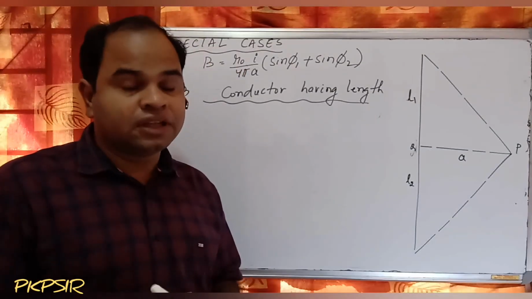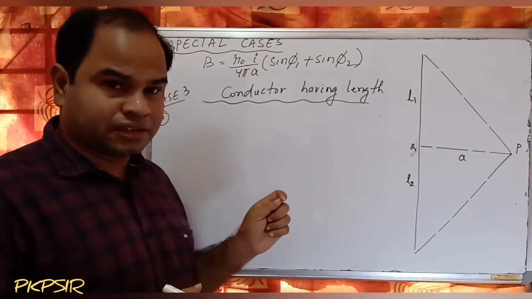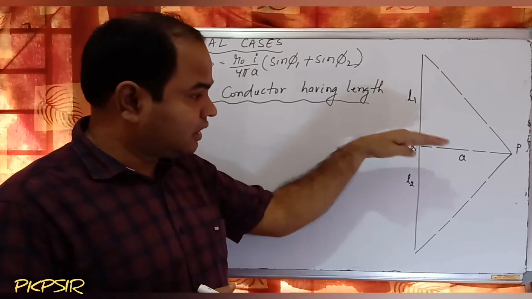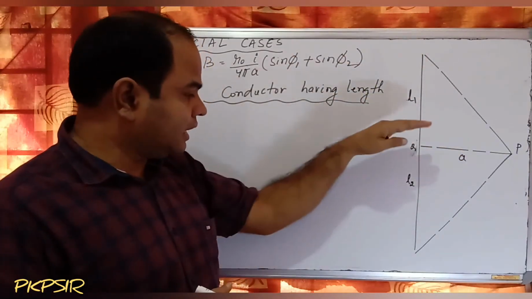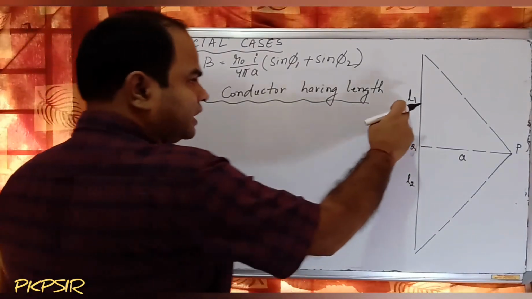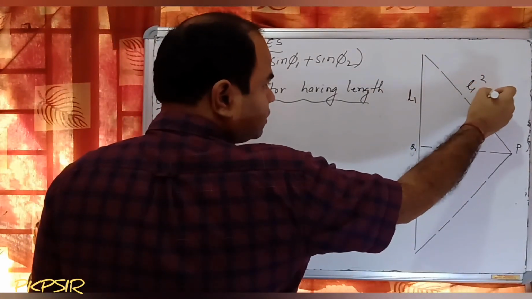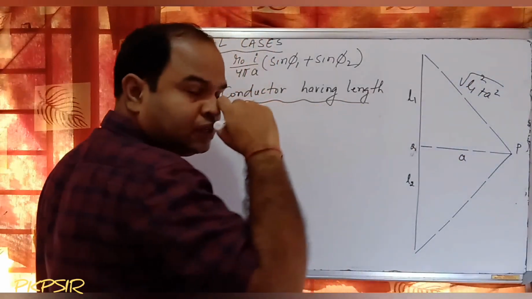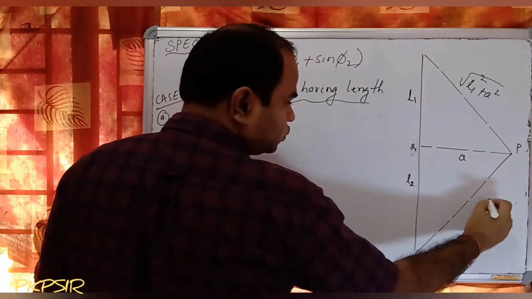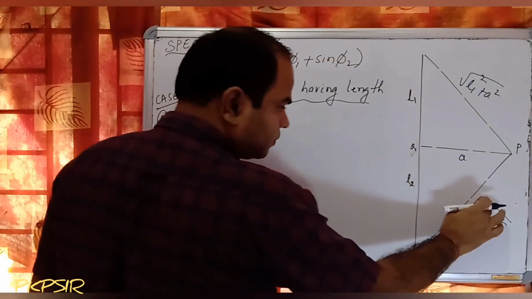Case 3. Case 3 is a conductor having a length. So let us take a conductor having length L1 above the perpendicular and L2 below the perpendicular PQ. So if this is L1 and the perpendicular distance is A, what will the hypotenuse be? That is the square root of L1 square plus A square. Similarly, the hypotenuse for the other is the square root of L2 square plus A square.